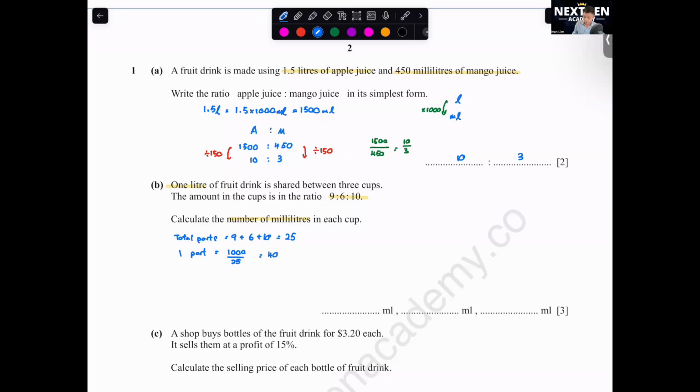You got 9 parts, 6 parts, 10 parts. I just write part, PT. 9 times 40, 6 times 40, 10 times 40. You get 360, 240, 400.